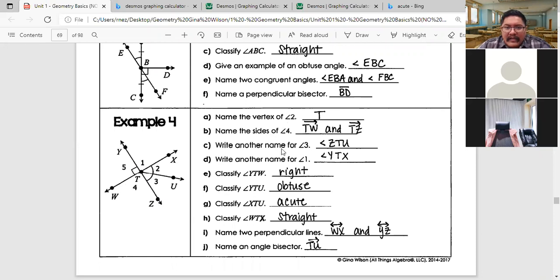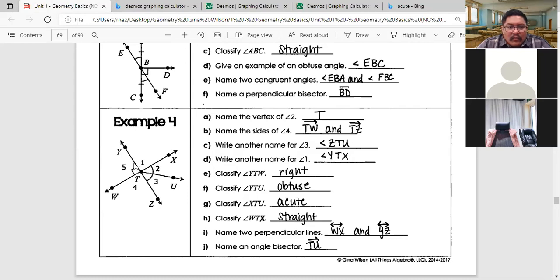All right, write another name for angle 3. So angle 3 is this one down here. And it looks like they went with ZTU, but you could also go with UTZ. Again, both of them work out. And I don't think you could do anything better to make it in alphabetical order. That's usually the case. They don't usually try to make things in alphabetical order. It just sort of comes out that way.